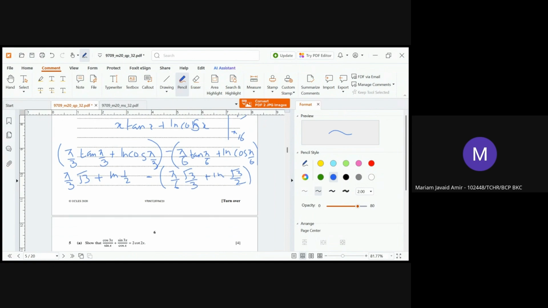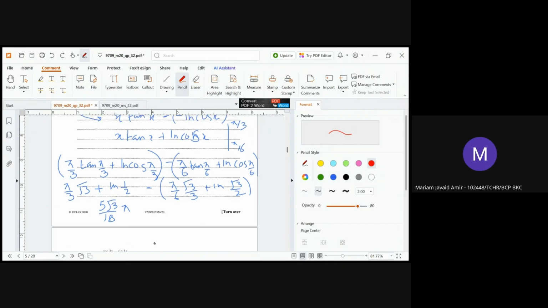Okay, this can be further simplified. We can write the pi terms together. Just subtract these in your calculator, these two. And we will get 5 root 3 upon 18 pi. And for these two, they're being subtracted, so we can take log common and divide them. Let me do these here.